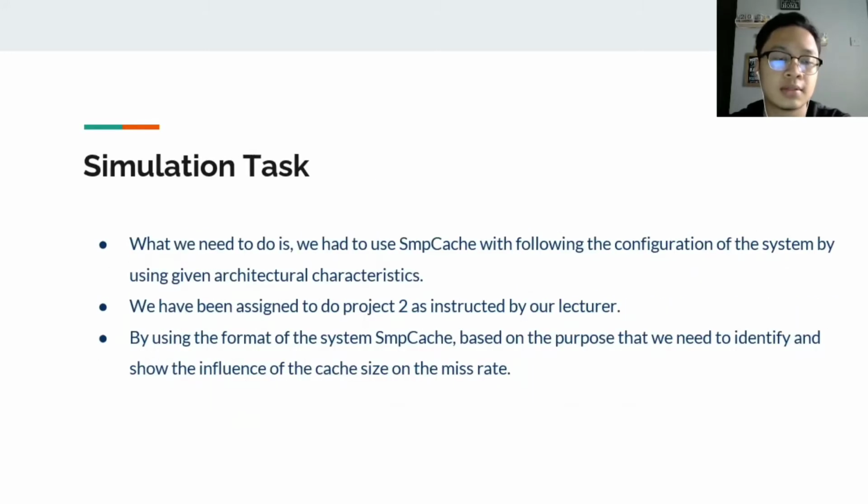Okay, the next slide is the simulation task. What we need to do is use SMP cache with the following configuration of the system, using the given architectural characteristics. We have been assigned to do Project 2 as instructed by our lecturer. Using the SMP cache system, we need to identify and show the influence of the cache size on the miss rate.